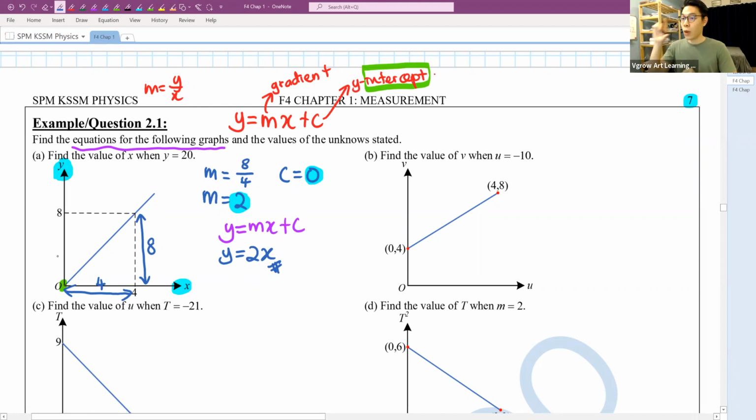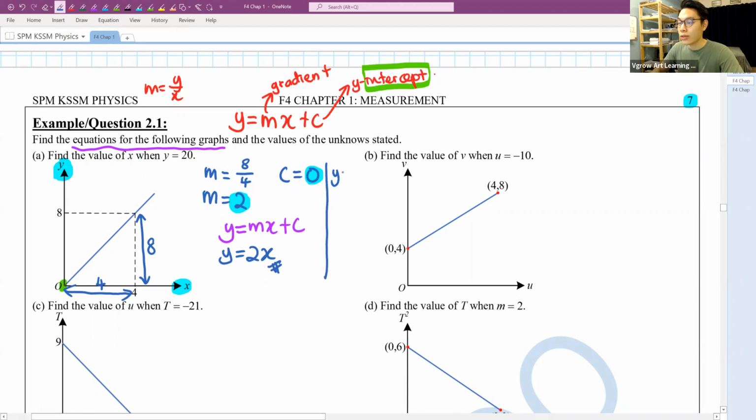So remember, take the y value divided by the x value. That is how you get the gradient, y over x. Okay, y equals 2x. Then the question also asks you to find the value of x when y is 20. Okay, so let's do that.